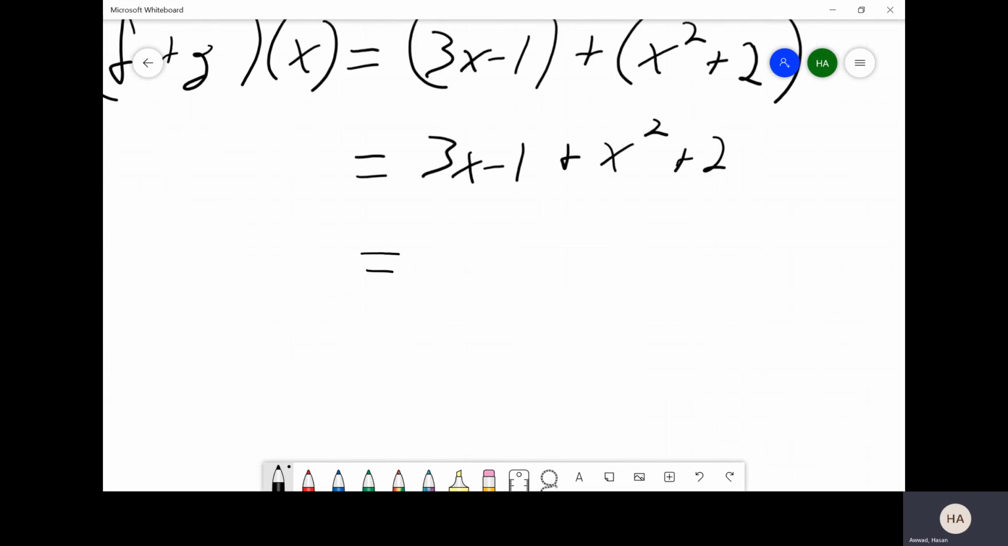And the only things that we can add are the constants, because there's nothing that we can add to x squared. There's no other term that's in regards to x. So we just have x squared plus 3x. And now we can add the constants here. So -1 plus 2 gives us a +1. And now we have solved for f plus g of x. And it's that simple. All you're doing is taking your two different functions and adding them together.